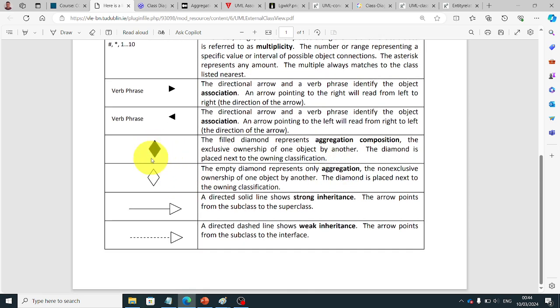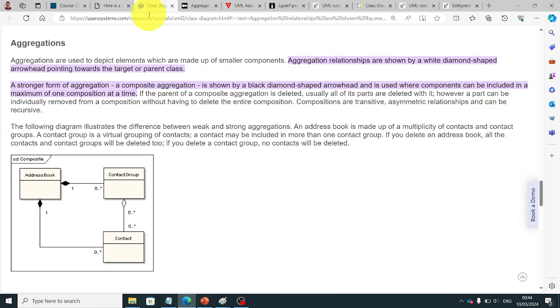There were questions about the diamond and whether you need a partial aggregation. It's a non-exclusive ownership, where one class owns the other, and here's a full aggregation, where it's exclusive ownership. That's not the same as an association. Ownership and association are two different things. So let's have a look at some sample classes before I build one.